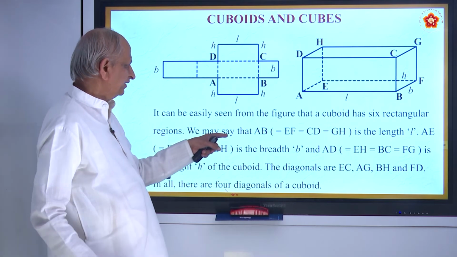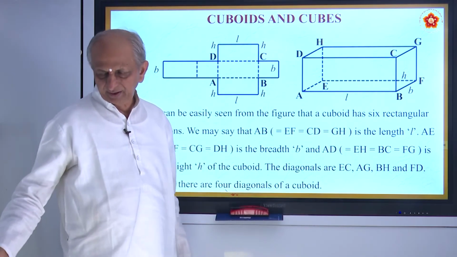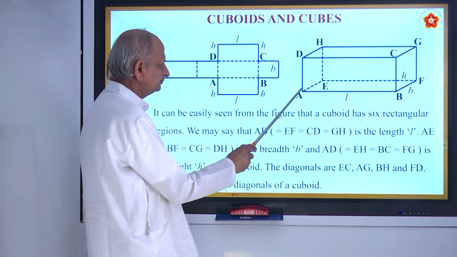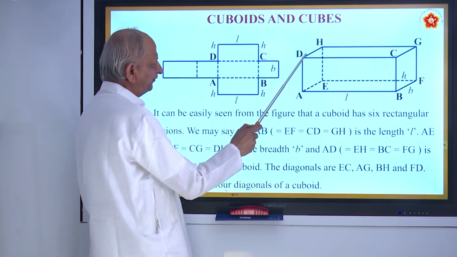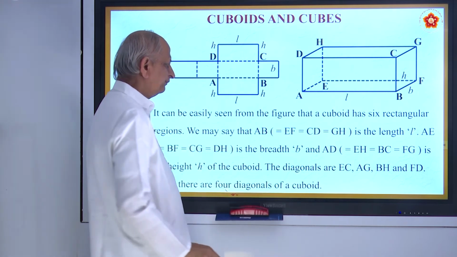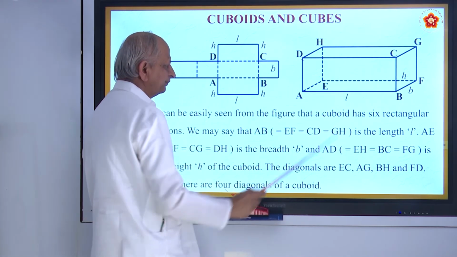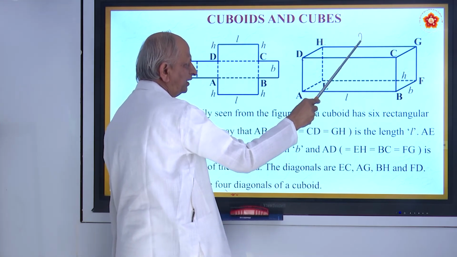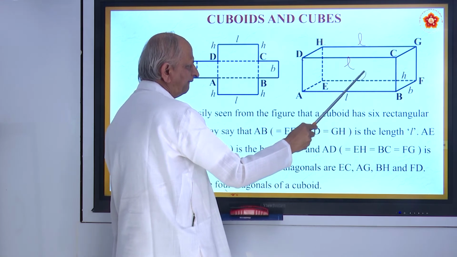So we say that AB, see here, AB from here to here, that is called length, is equal to EF. This is EF from here to here. Is equal to CD. This is CD. Is equal to GH. All these are called length. Okay.